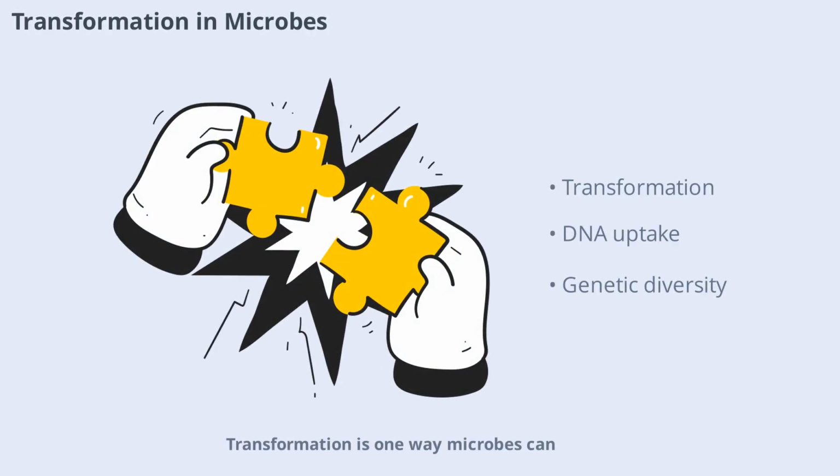Transformation is one way microbes can take up genetic material from their environment. In this process, a microbe absorbs free DNA fragments released by other cells. If the new DNA is compatible, it can integrate into the microbe's genome, providing new abilities. This mechanism is especially important in natural environments, where microbes are constantly exposed to genetic material from many sources. Transformation contributes to genetic diversity and rapid adaptation.